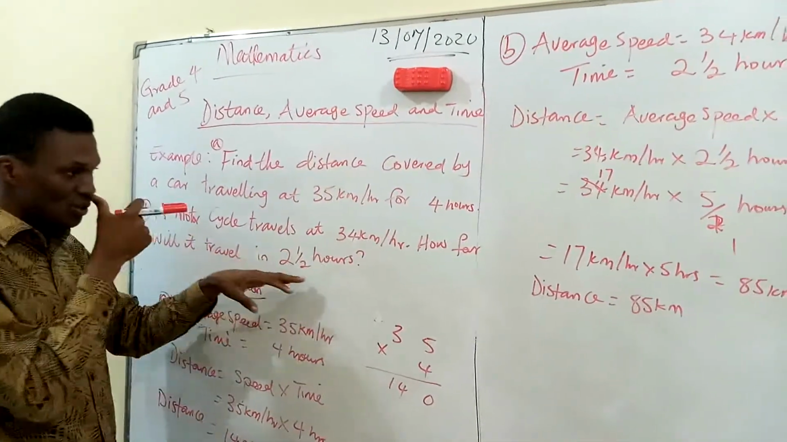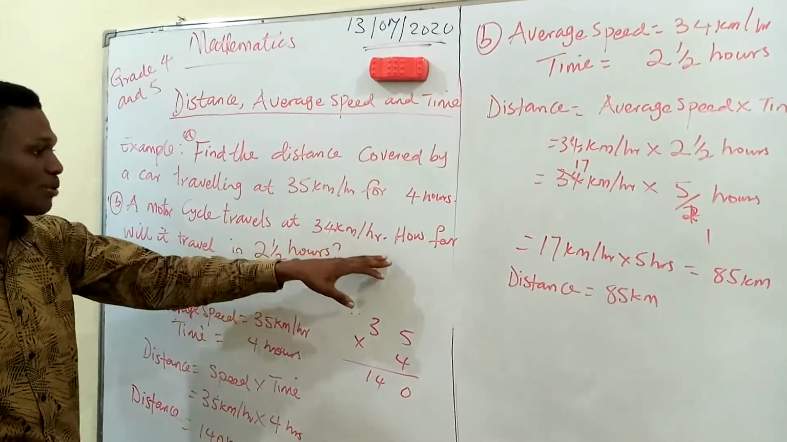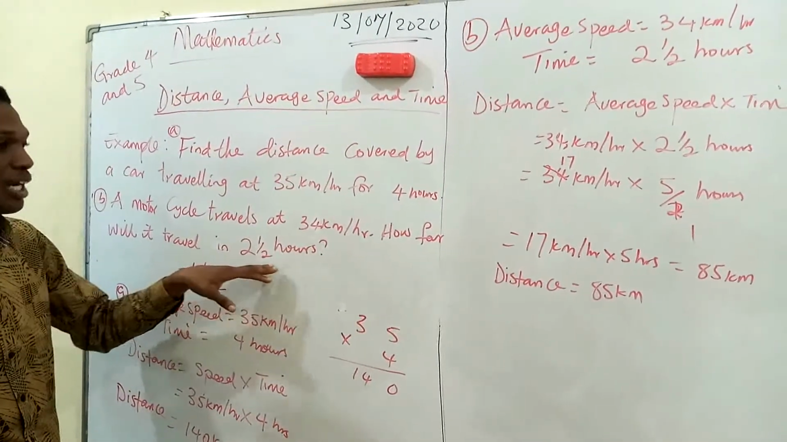A motorcycle travels at 34 kilometers per hour. How far will it travel in 2.5 hours? And we see that this is our average speed, 34 kilometers per hour, and our time is 2.5 hours.